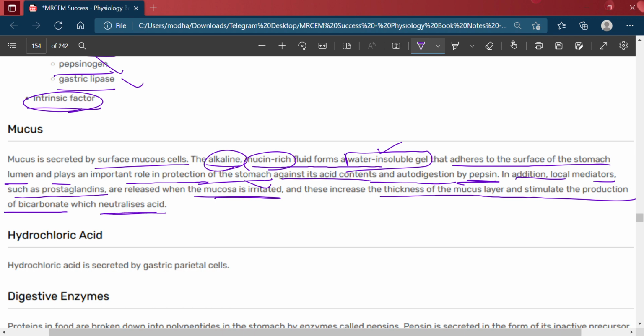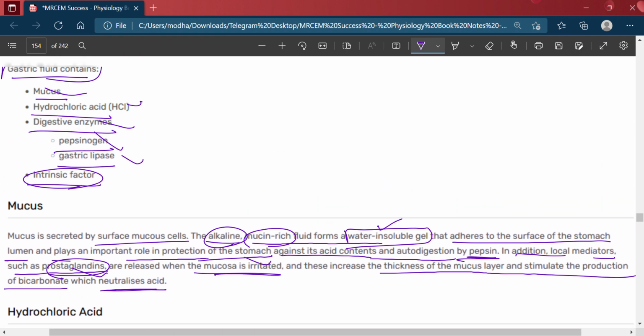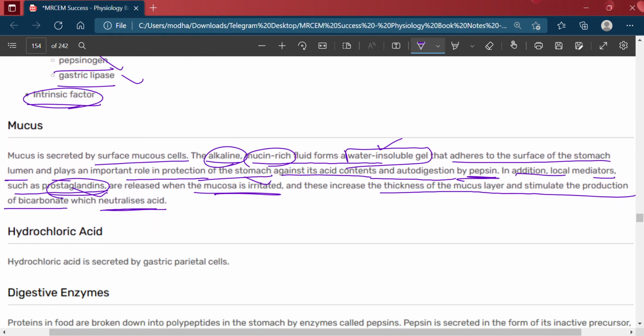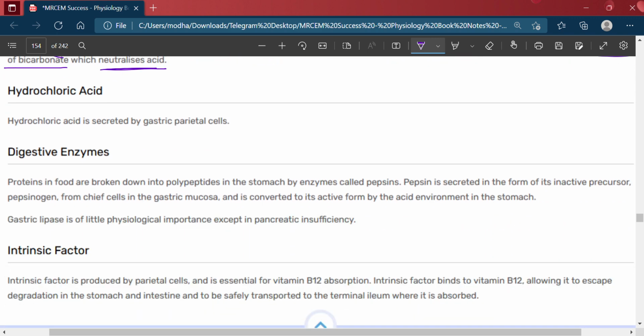So when the mucus is irritated, prostaglandin is secreted, and this increases the thickness of the mucus layer and stimulates the production of bicarbonate, which neutralizes the acid.